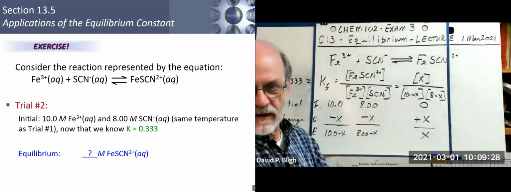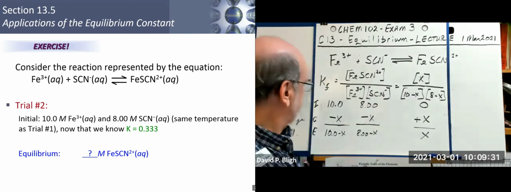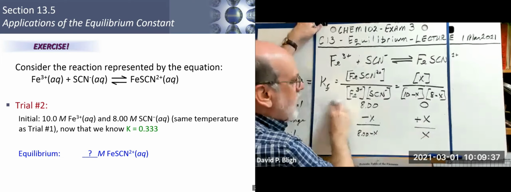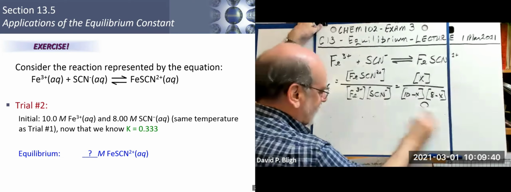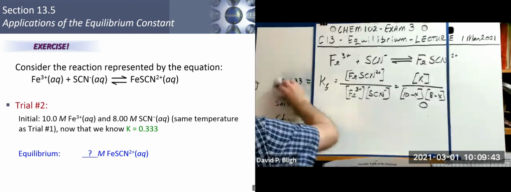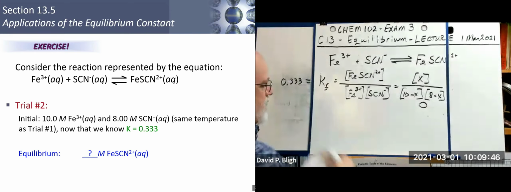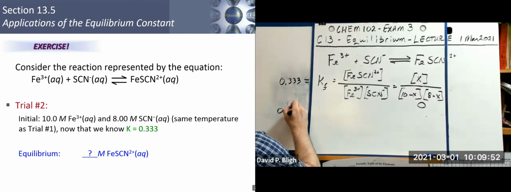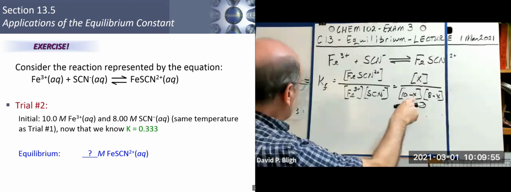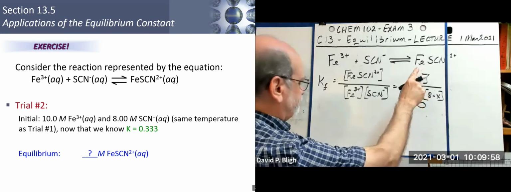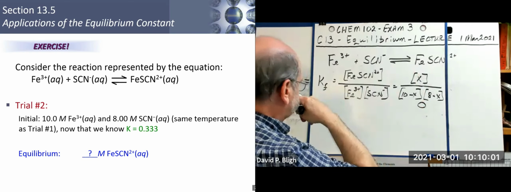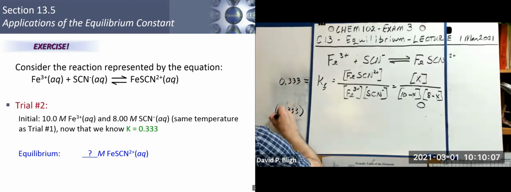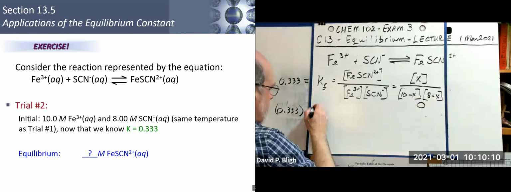So let's calculate this. Let's do it quadratically first. Okay, so we've used our ice table. Now we need to resolve that formula. Now I might have to make some room here. Okay. So this is going to be 0.333, and we have, actually, these two terms can come over here.